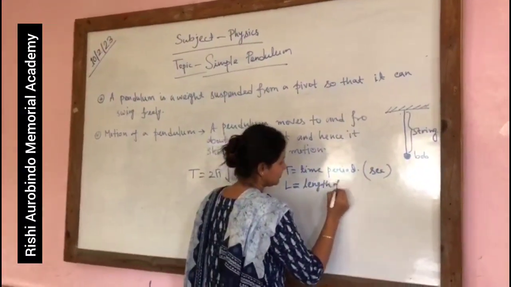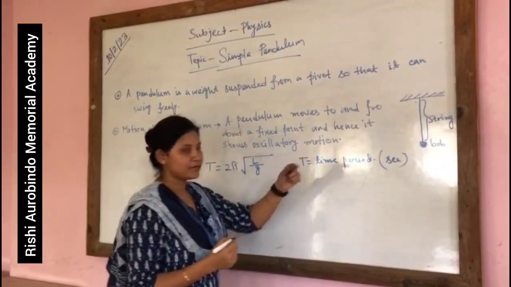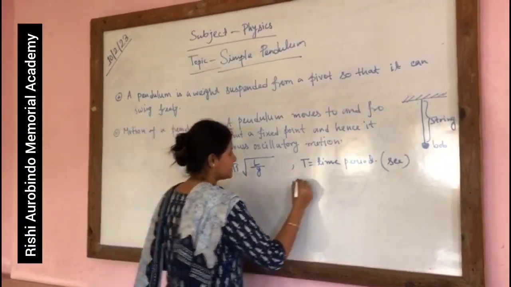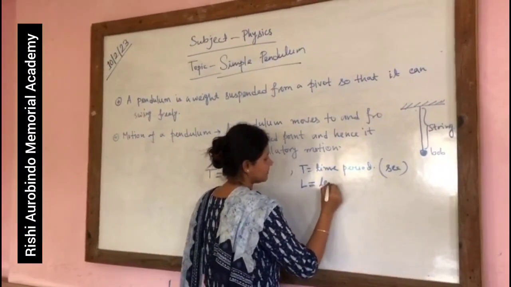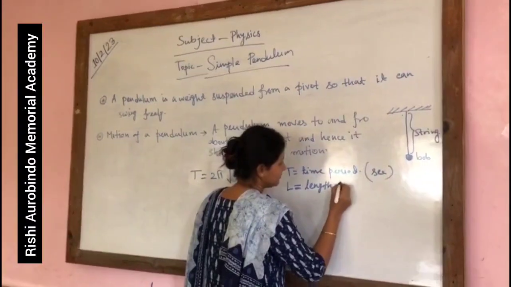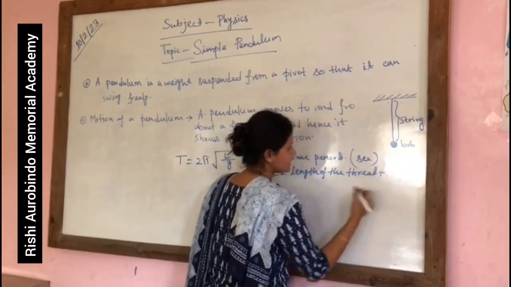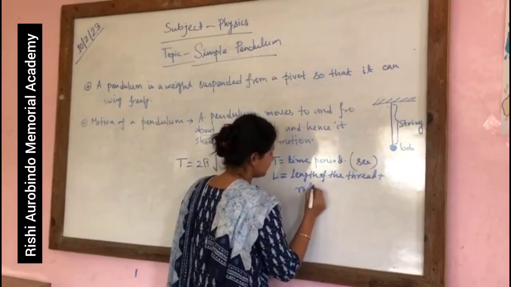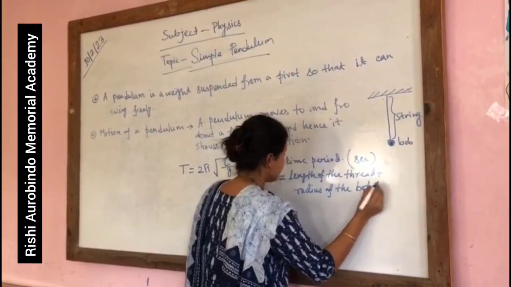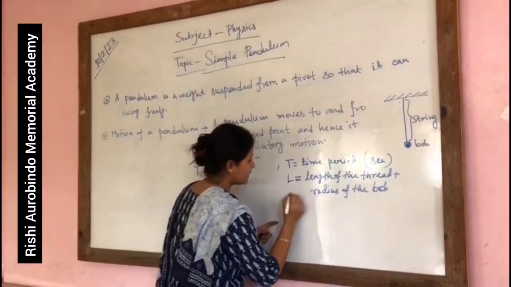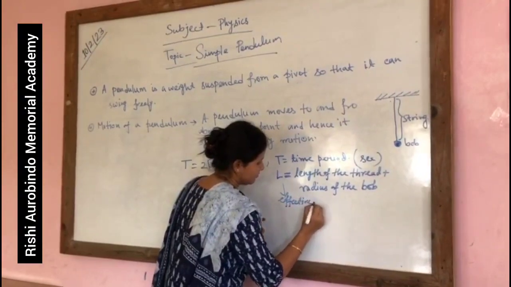Length of the thread oscillation, that is called time period of the pendulum. This capital L is the length of the thread plus radius of the bob. This capital L is called the effective length of the pendulum.